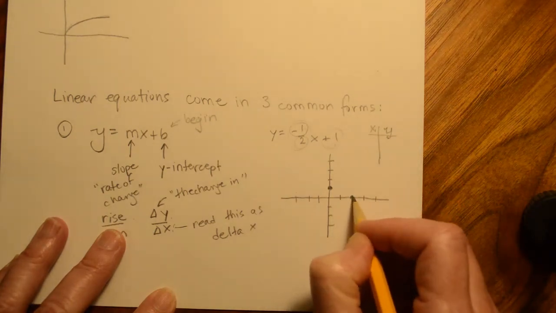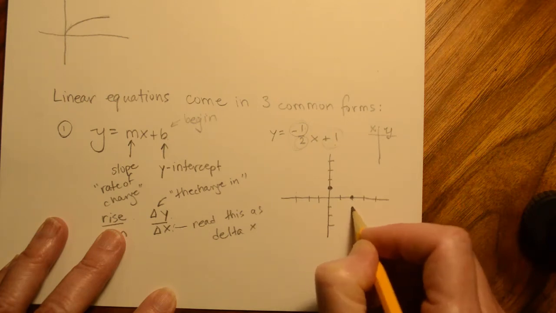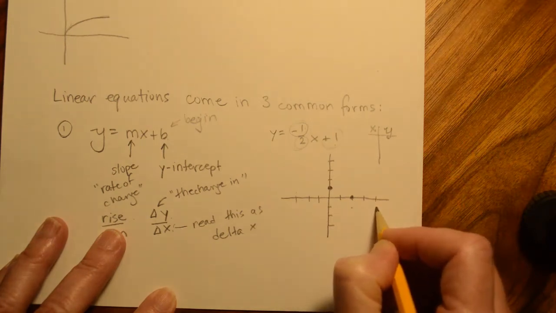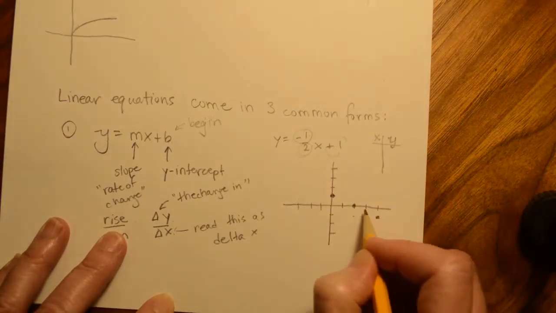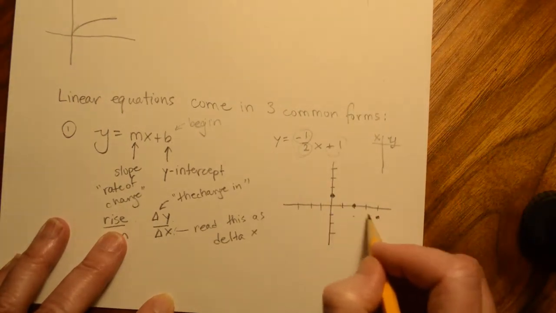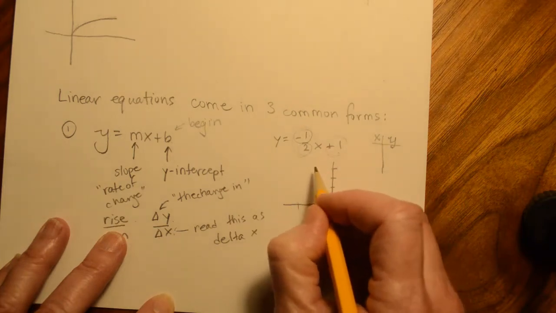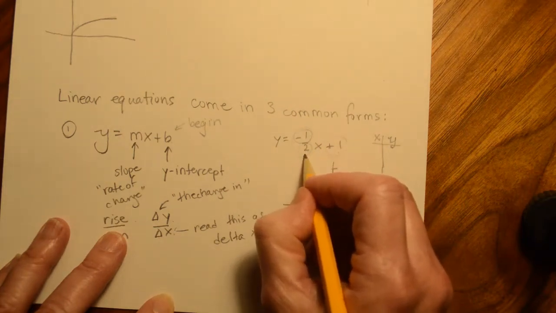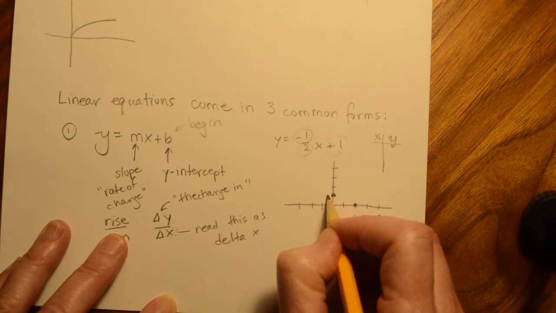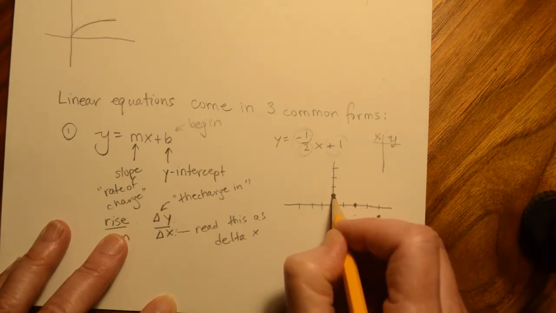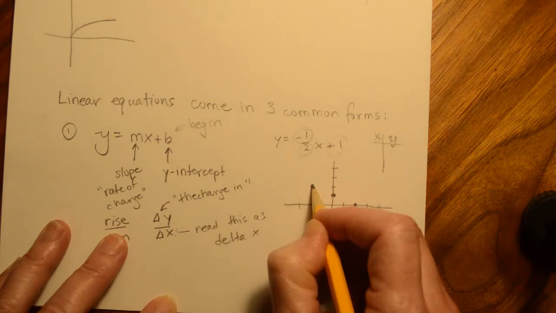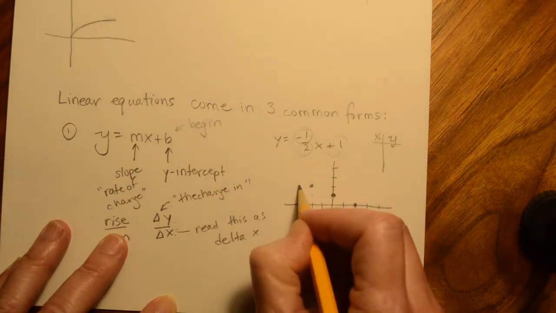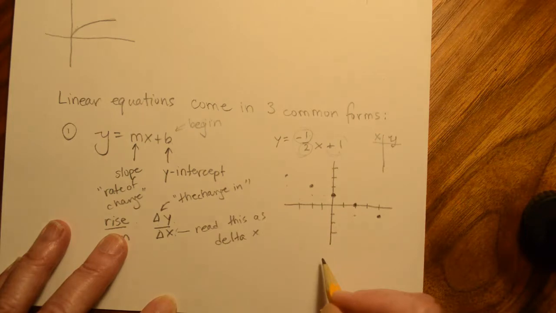And then from here, I could do it again. I could rise -1, in other words, go down 1 and run 2. Here's my next point. I could also, if I ended up not having enough room to do that, go backwards. If this was -1 over 2, I could just go backwards 2 and rise up 1. And I could keep doing that to get more and more points if I needed to.